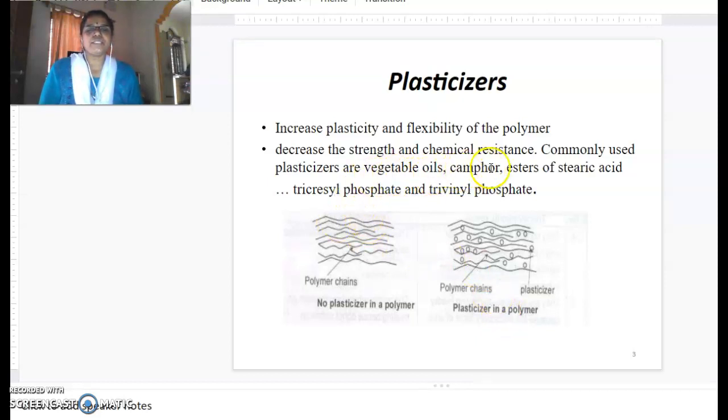So what are the commonly used plasticizers? They are vegetable oils, camphor, esters of stearic acid, tricresyl phosphate and trivinyl phosphate, right? They not only increase plasticity and flexibility, but they also decrease the strength and the chemical resistance. So this is about the plasticizers. This is the second ingredient.